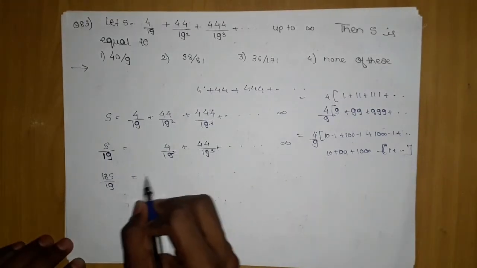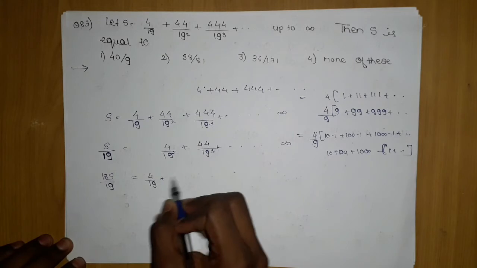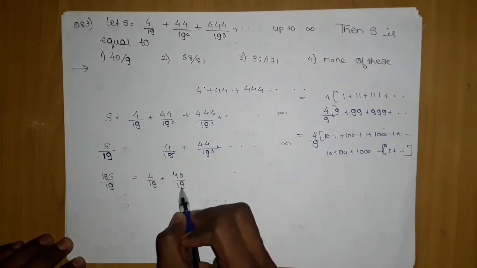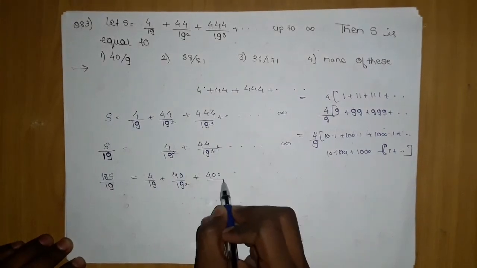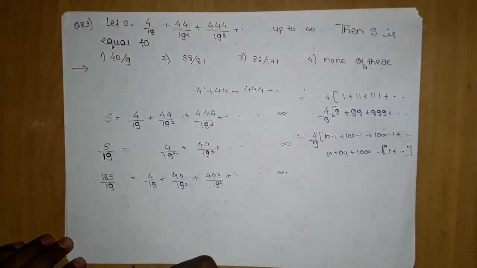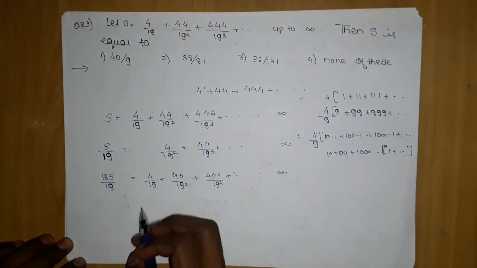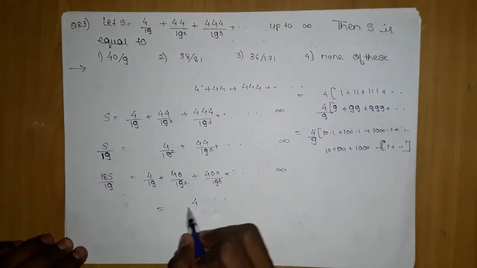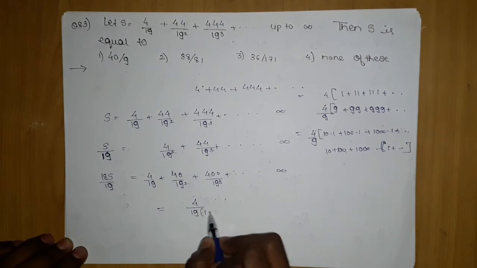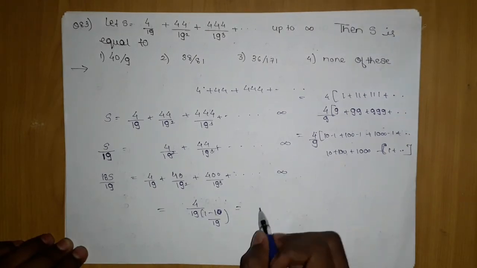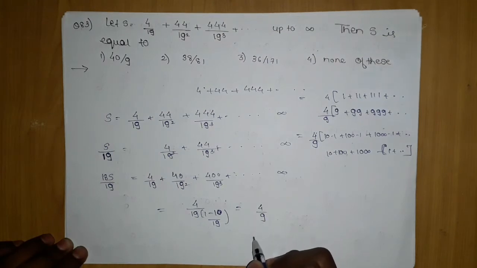When you solve it, you will see this will come 4 by 19, this will come nothing but 40 by 19 square, this will come nothing but 400 by 19 cube, and so on till infinity. After this, we will just calculate the value. Since it is an infinite term series, a upon 1 minus r will do our job. What is the common ratio? The r is nothing but 10 by 19. You can easily see, which gives us 4 by 9.